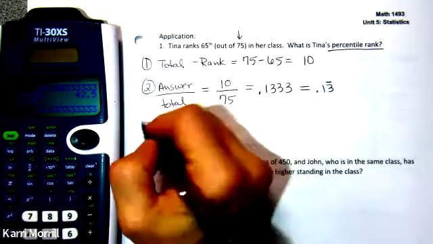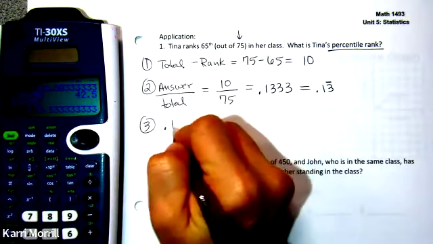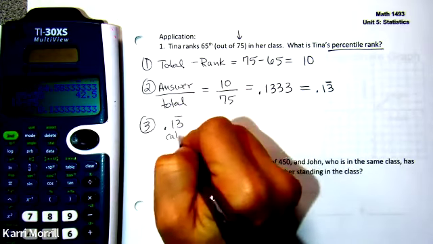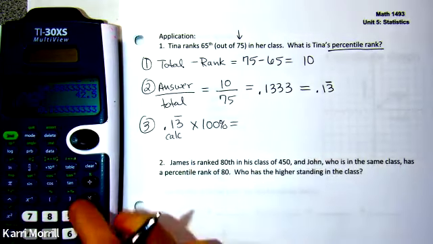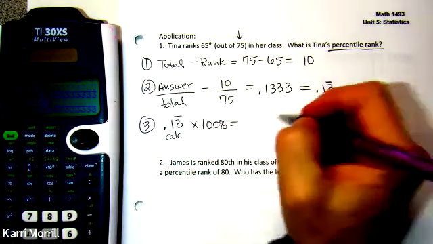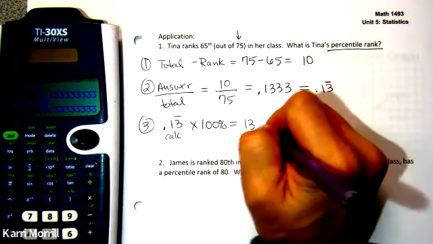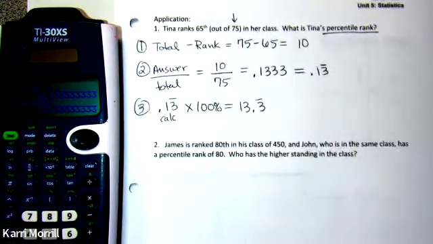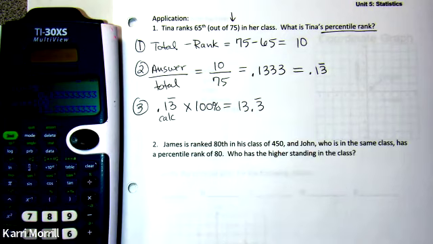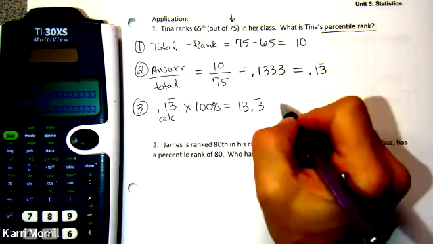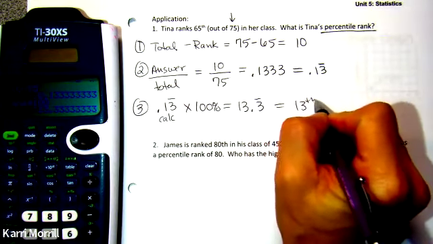Then your third step is taking that 0.13 on your calculator and multiplying it by 100% to turn it into a percentile rank, which would be 13.3, and it goes on and on. I think I said that wrong. The percentile rank has general rounding. The only one that's not general is the class rank, which always rounds down. So this one would be 13th percentile.